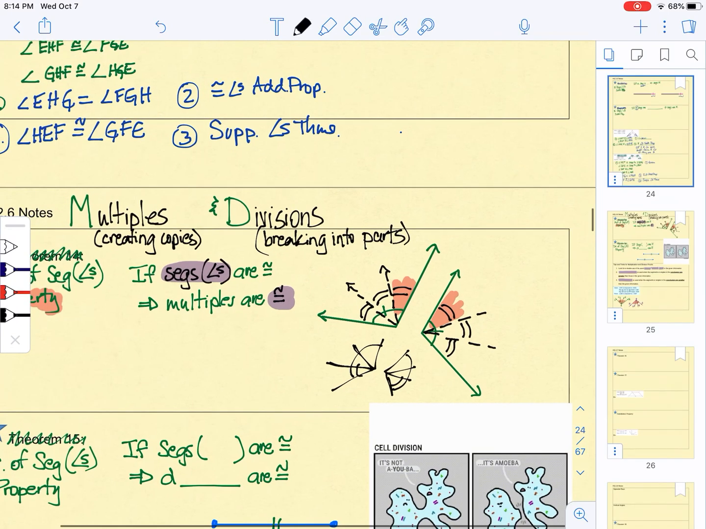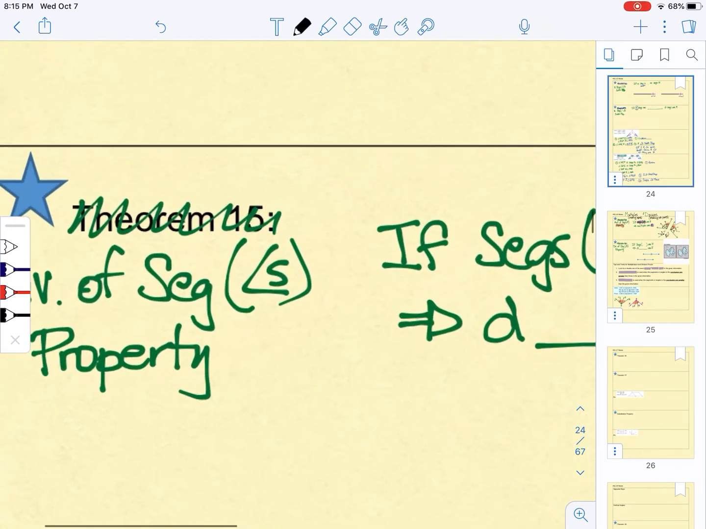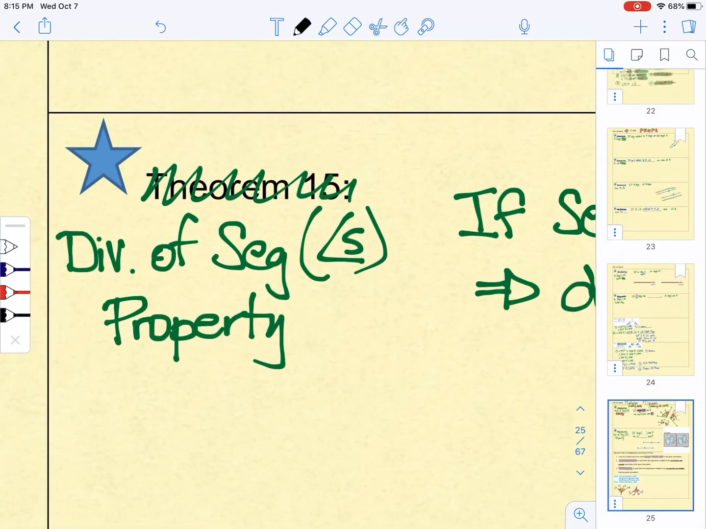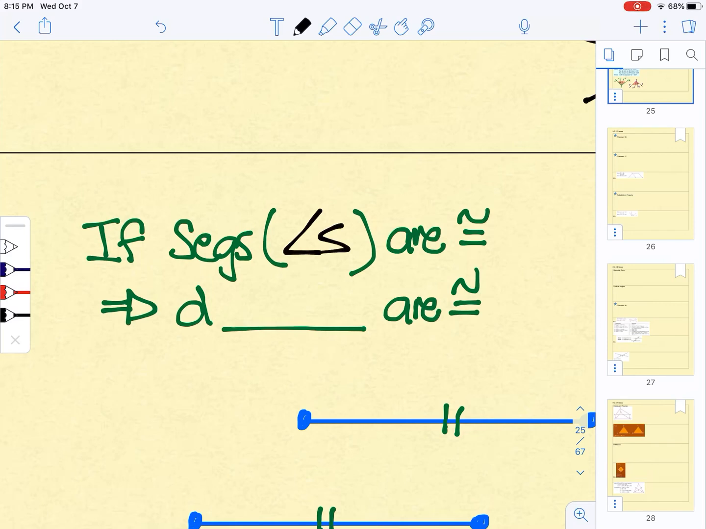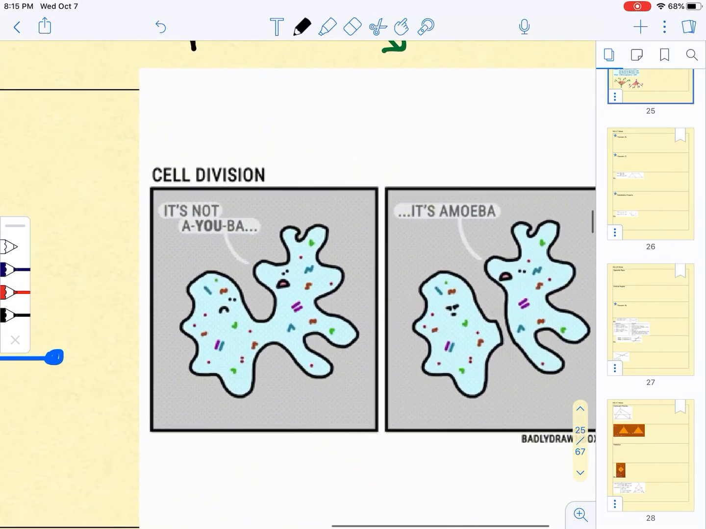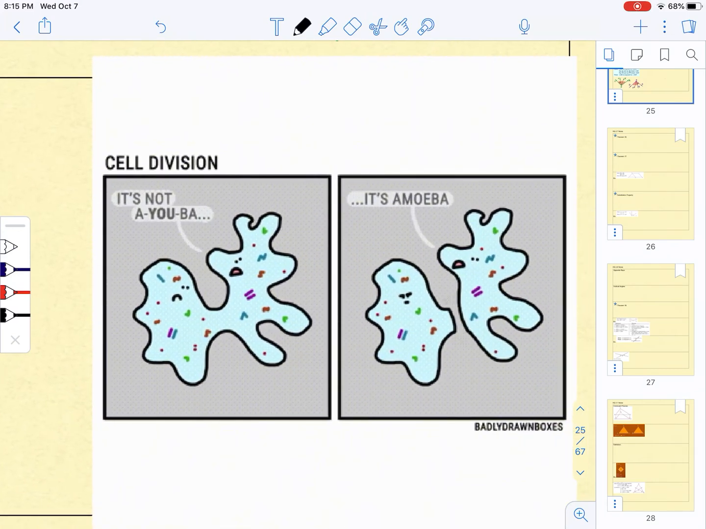Yeah? All right. So that example that I just drew out so nicely was an example of the division of segments property. And it says almost the same thing. So if segments or angles are congruent, then the divisions are also congruent. And we have a little joke here. An amoeba dividing, right? The only problem with this as a math example is that we don't really have 2 equal parts when we're done in this scenario, yes? All right.